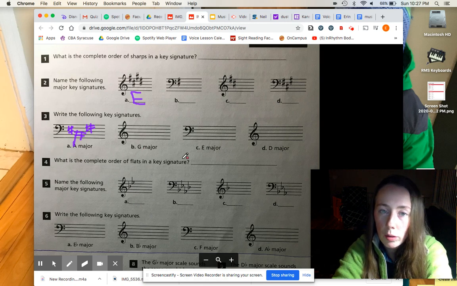Okay, the complete order of flats in the key signature. My hint to you is it's going to be the opposite of whatever you wrote for number 1. So same letters, opposite order.